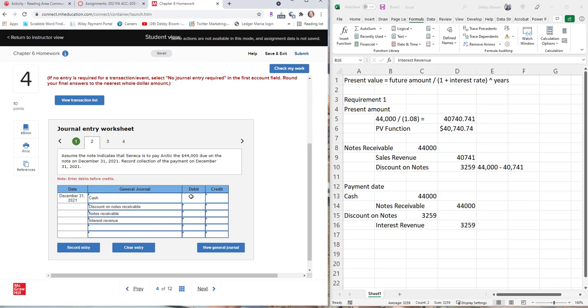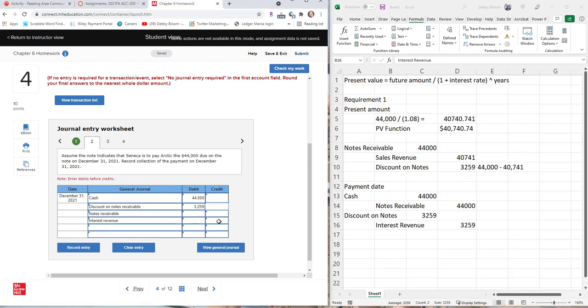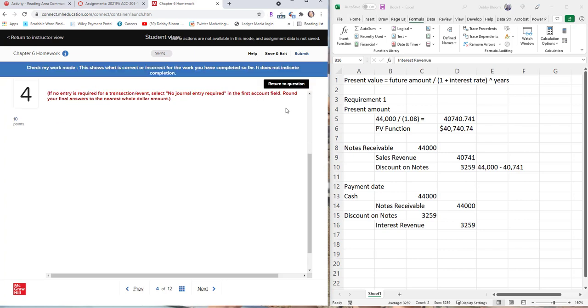So my debit to cash is 44,000. My debit to the discount on notes receivable is 3,259. My credit to notes receivable is 44,000. So I zero out my notes receivable. I no longer have notes receivable. I've zeroed out my discount on notes receivable, and now I just put it into interest revenue.